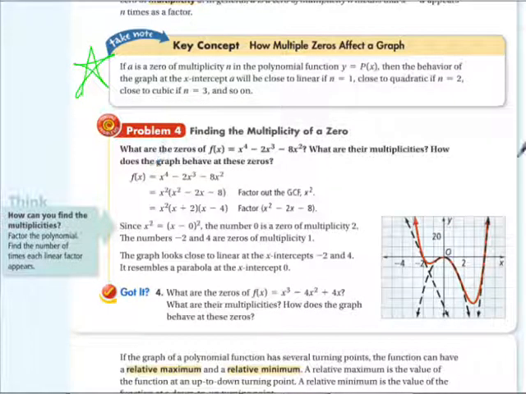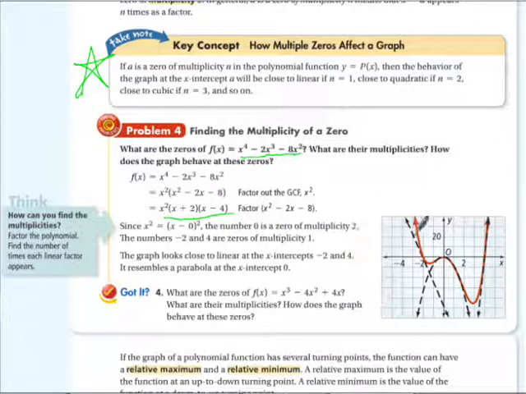Okay. Finding the multiplicity of a zero. What are the zeros of this function right here? And then what are their multiplicities? And how does the graph behave at these zeros? So first we factor, and we get x squared, because we can factor out an x squared, times x plus 2, and x minus 4. So then we just factored that.